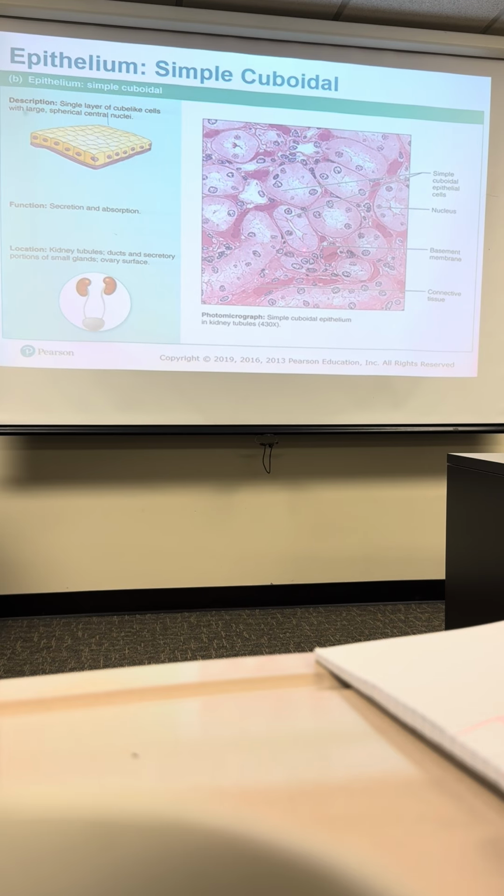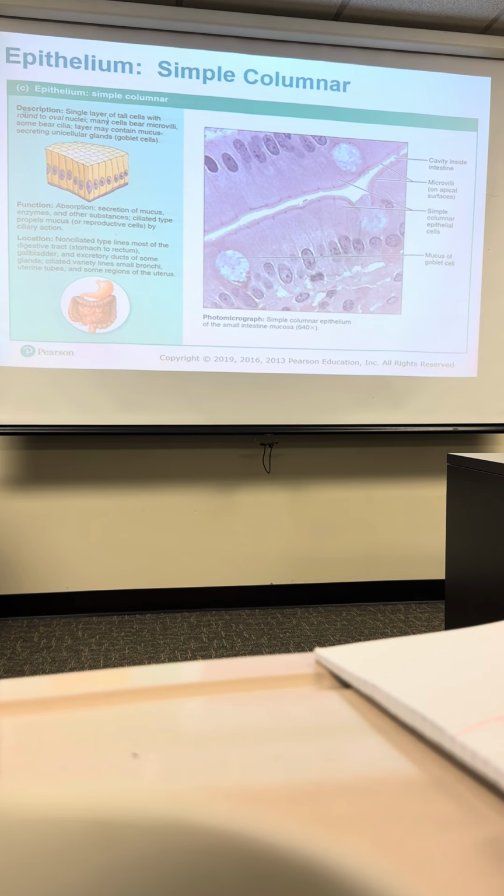Inside that, so for example, this cuboidal cell is present in the kidney tubule, duct, secretory portion of the small glands, and ovary surface. So what does that mean? They always have this duct inside, right? Ducts or tubes, so that is what you are seeing right here. So the simple cuboidal is making the ducts or tubes. Most of the time the function of the simple cuboidal is secretion and absorption.